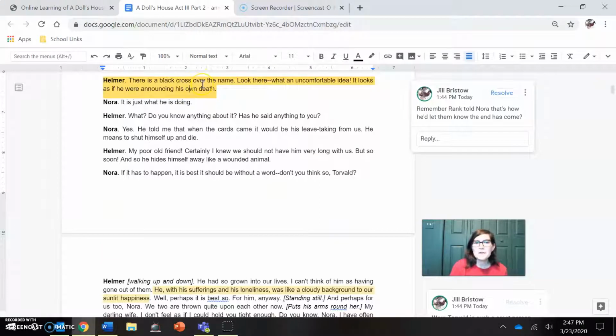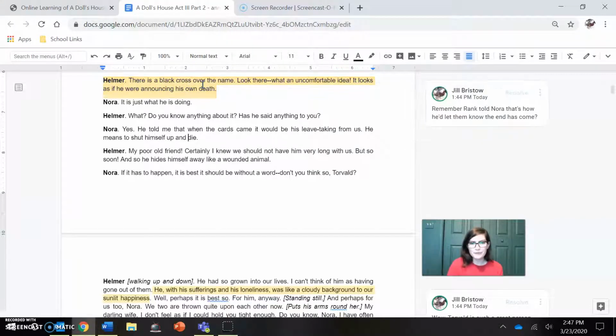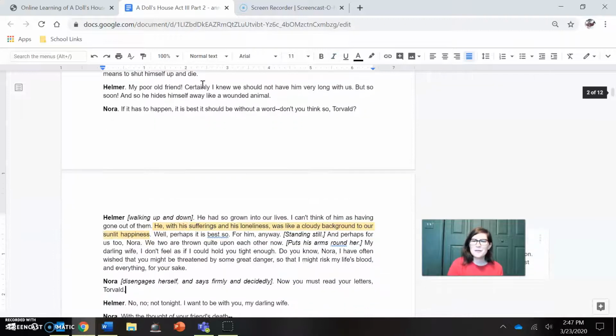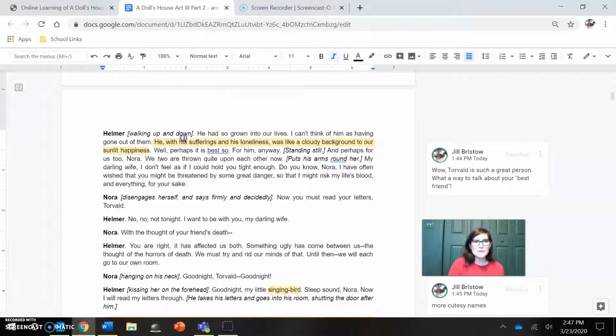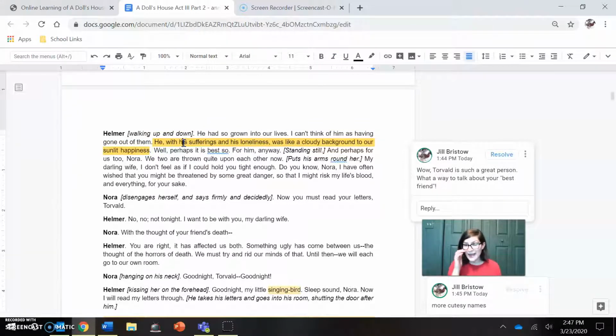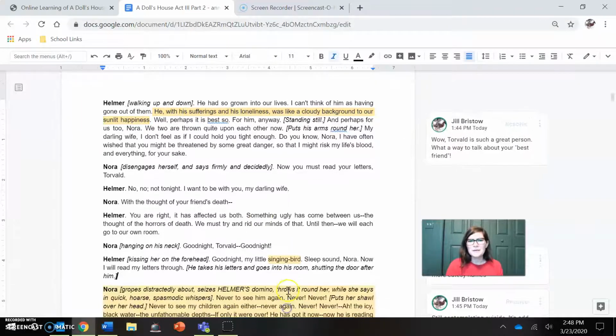On top of the letters in the mailbox, they find two of Dr. Rank's cards. He's crossed out his name with a black X. Remember, that's how Rank told Nora, I'll let you know when the end has come, by leaving a calling card with my name crossed out. Torvald and Rank are supposed to be besties, but Torvald says, he with his sufferings and his loneliness was like a cloudy background to our sunlit happiness. So it's like, you guys were best friends, but yet this guy was always dragging you down, like you couldn't stand him. What's up with that? More cutesy animal names right here. Calls her a singing bird.